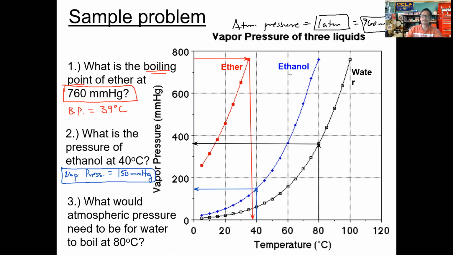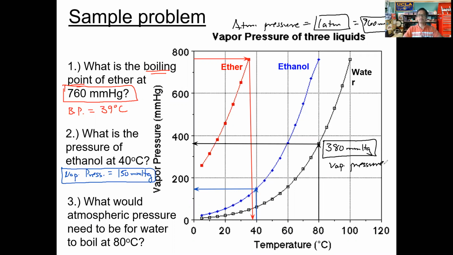And then we're going to trace the line over to the y-axis. At this point here, let's go ahead and write this down, folks. The pressure at 80 degrees Celsius, the vapor pressure exerted by the water, is about what? 380 millimeters of mercury. So from our graph here, this would be the vapor pressure of water at 80 degrees Celsius.